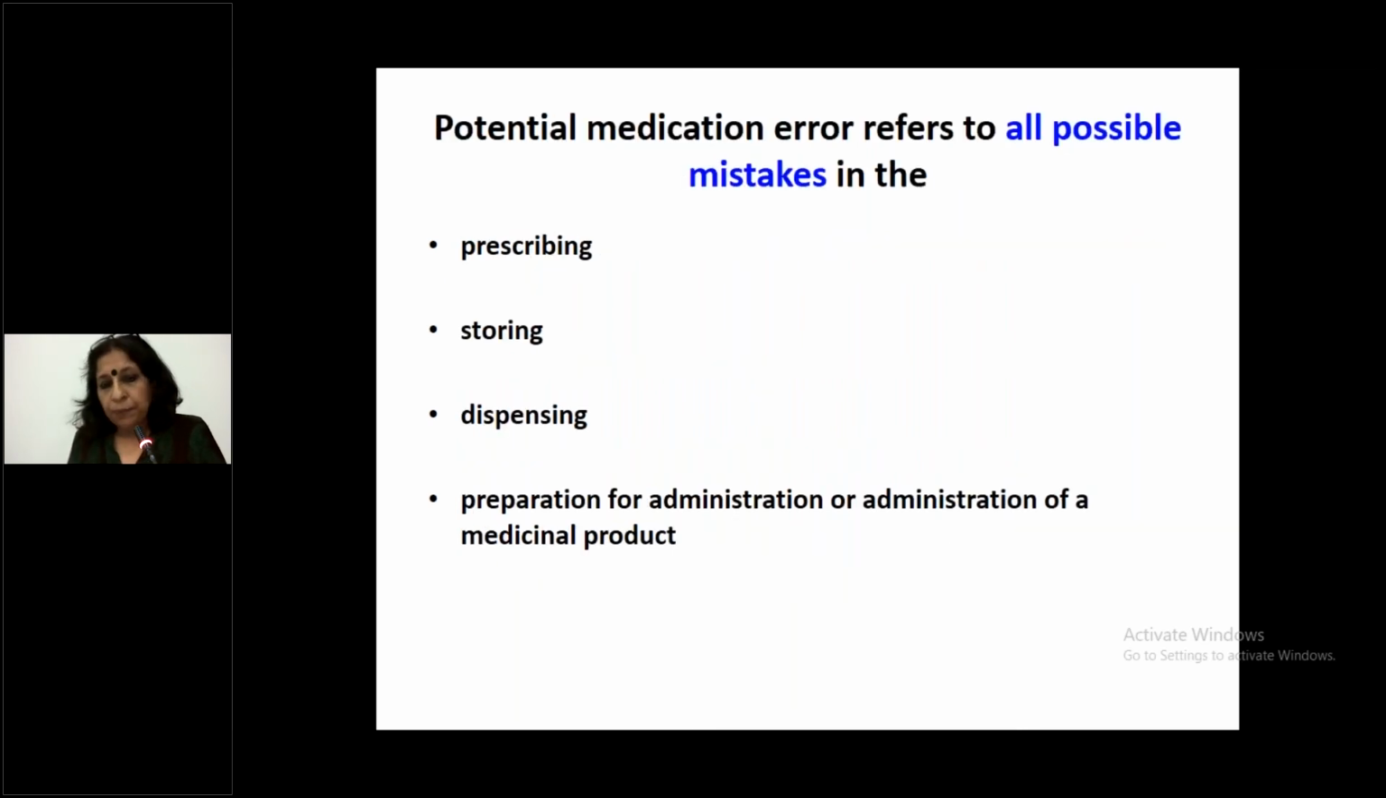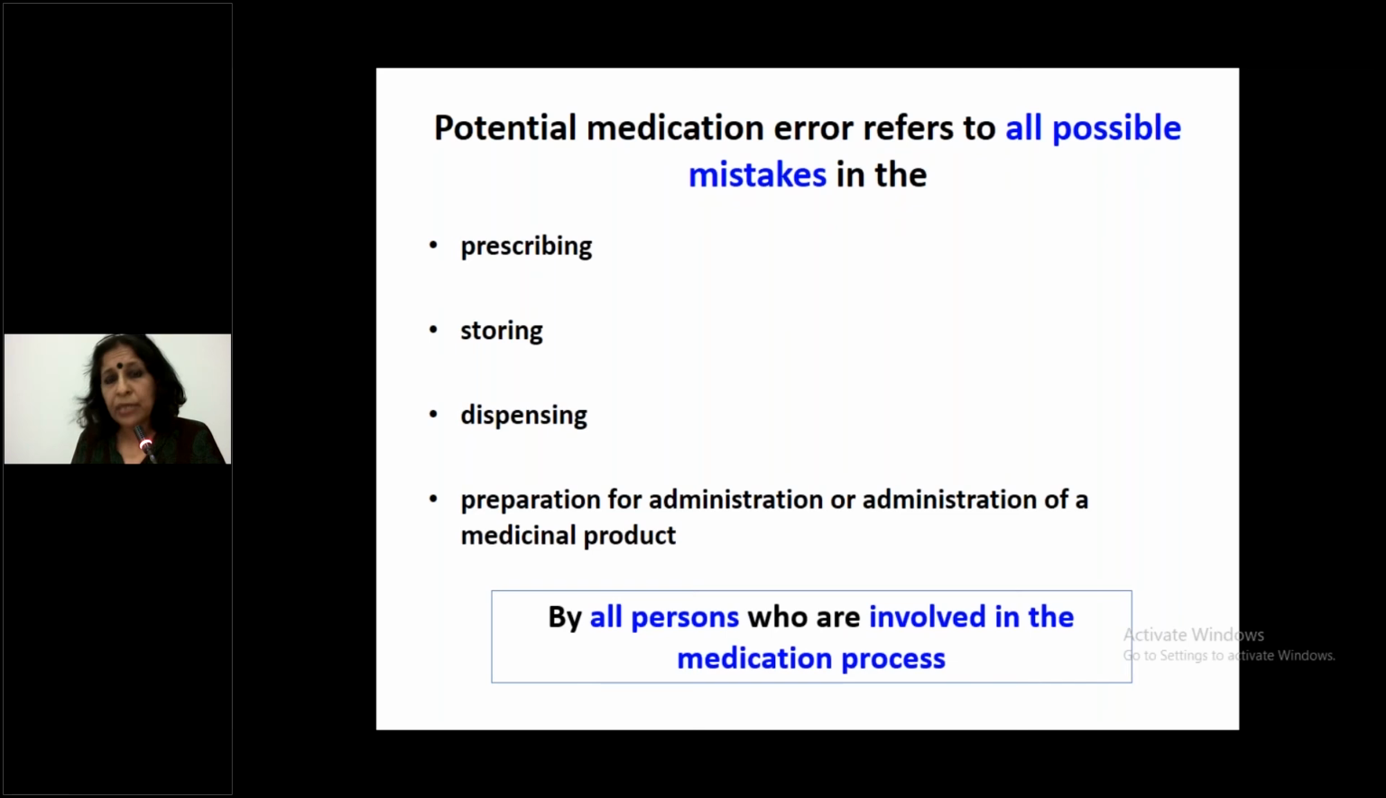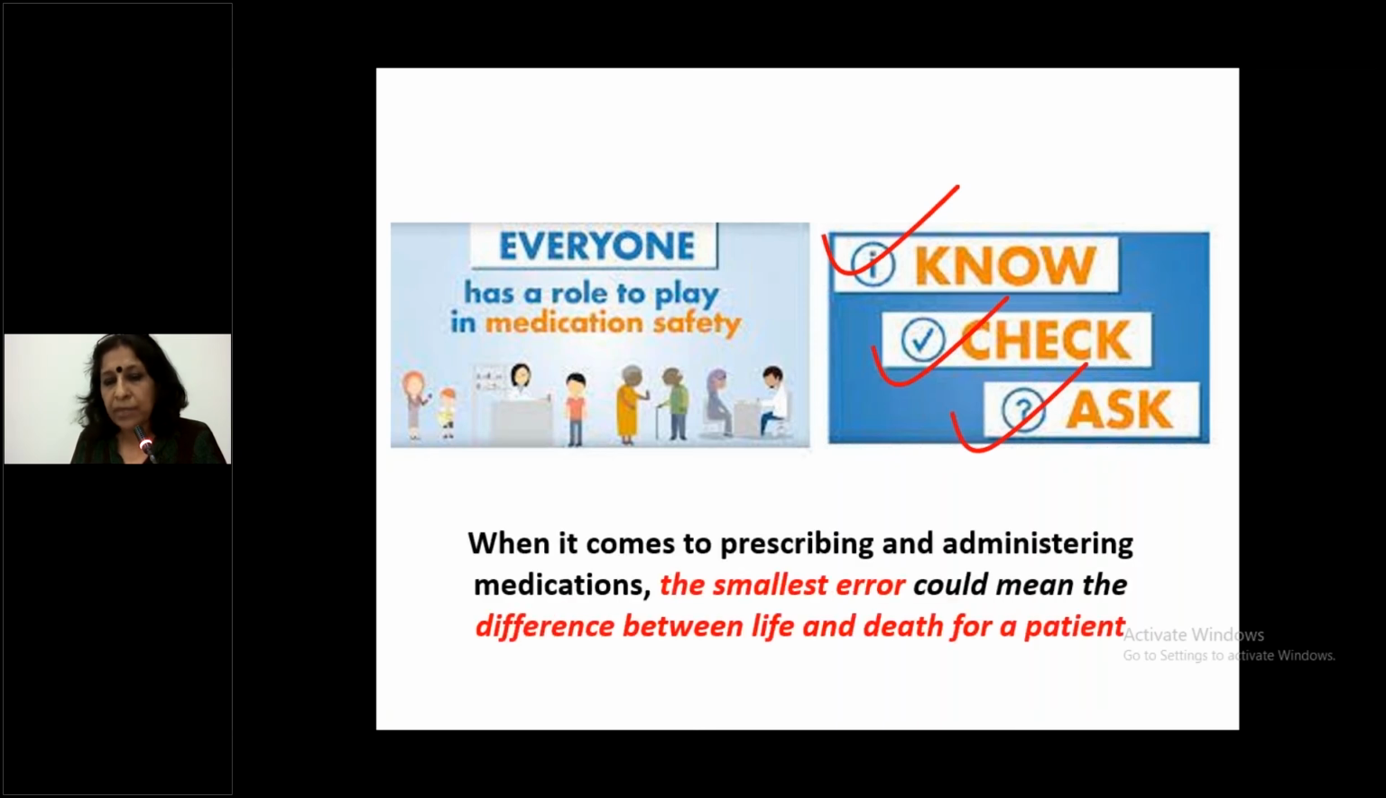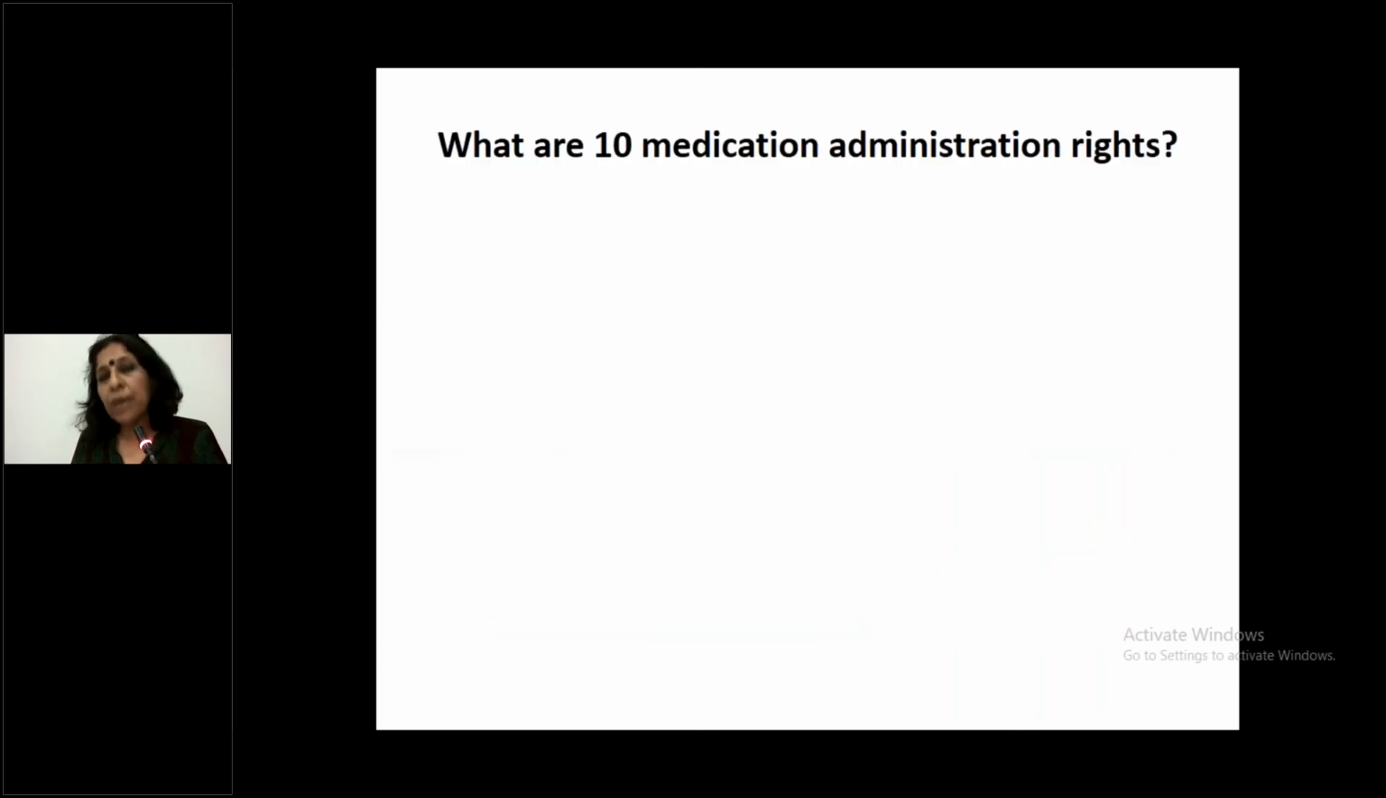So, prescribing, storing, dispensing, and even preparing for administration or giving a medicine, at any of these stages the error can occur by any person who's involved in the medication process, by the patient themselves, by their family members, by the doctors who write these. So everyone will have a role to play in medication safety. They have to know what the medicine is, they have to check, they have to ask. This has to happen at every stage because a small error can make a huge difference.